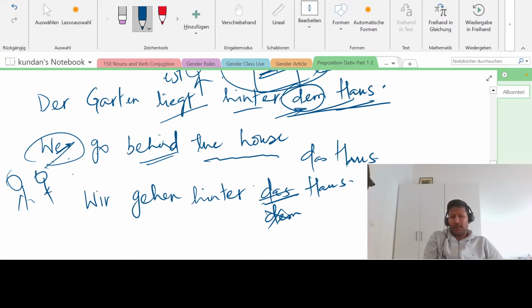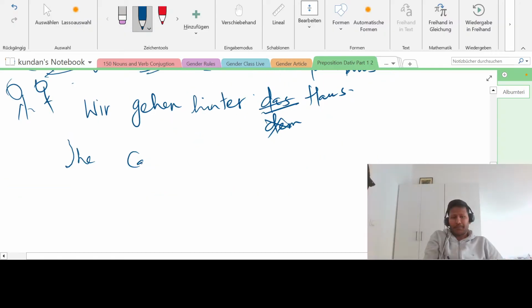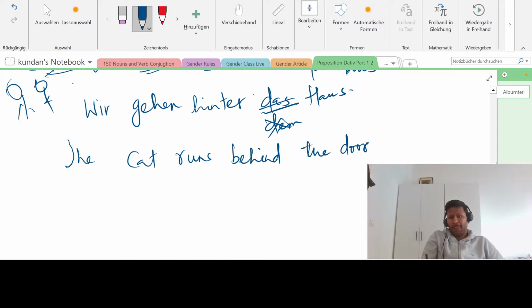Okay, so I'm saying the cat runs behind the door. This is the door, the Tür. So the cat is running already, right? Behind the door, somewhere to somewhere.